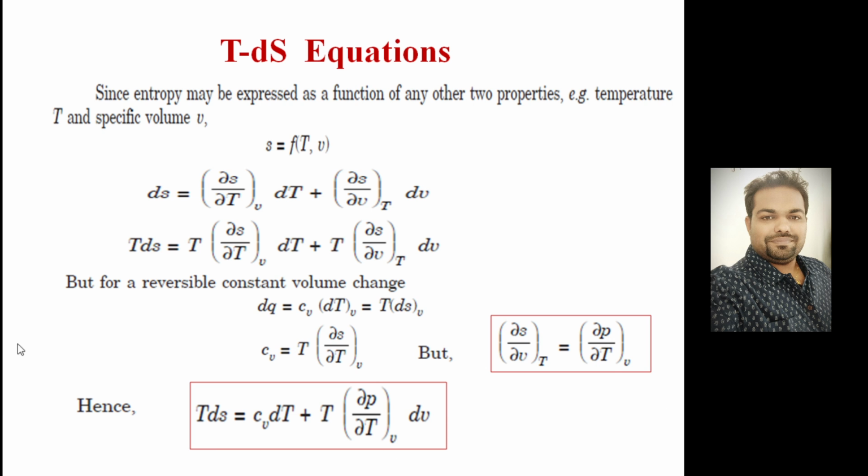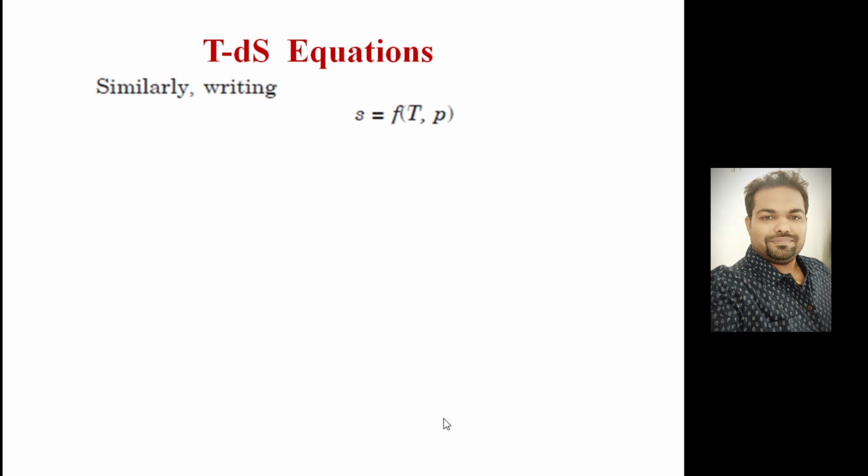This is the first TdS relation, applied for a closed system. Just note it down. Now the next one, for an open system. In an open system there will be a flow, so in order to have a flow there should be a change in pressure, and temperature is also there. So entropy is a function of temperature and pressure. Using the same analogy, we can write the differential form of it and then multiply by T. We can write TdS equal to T (∂S/∂T) at P dT plus T (∂S/∂P) at T dP.